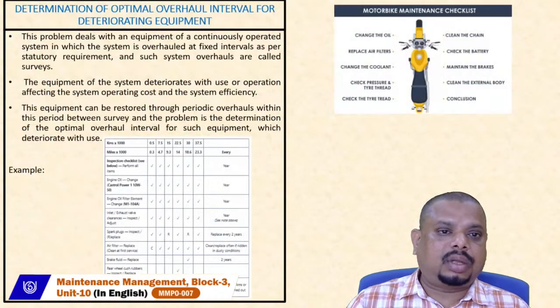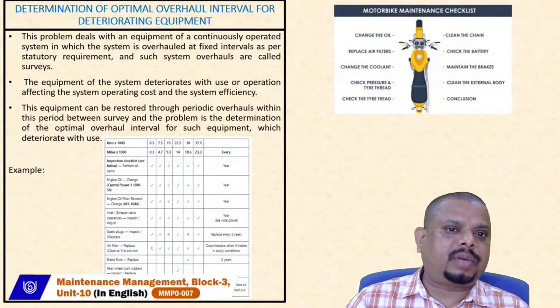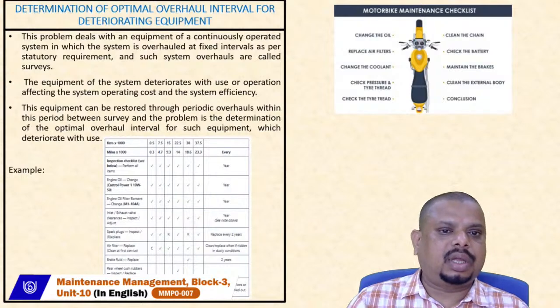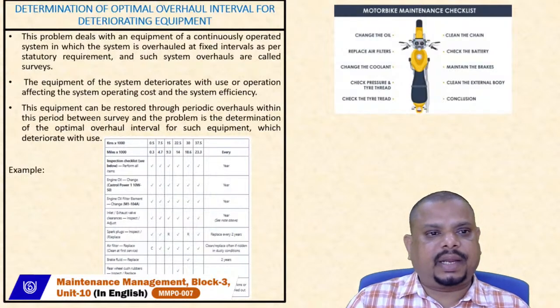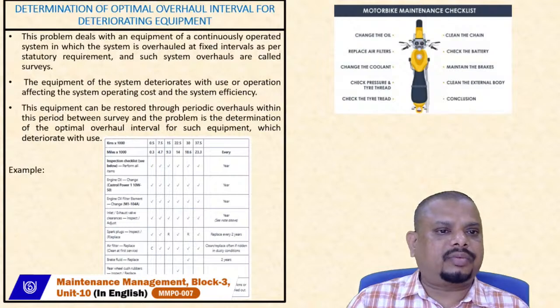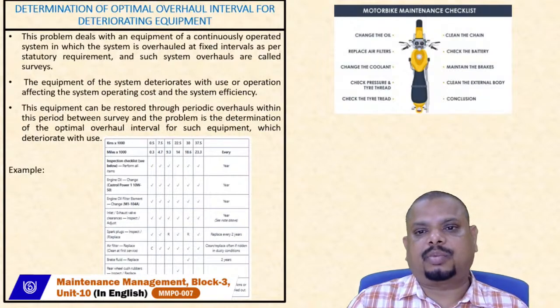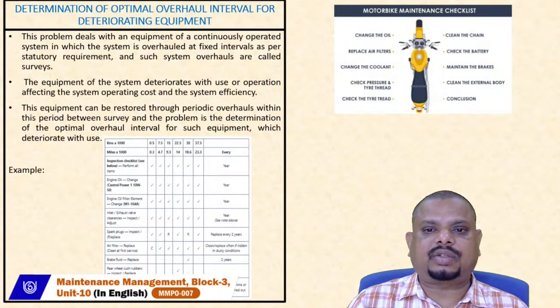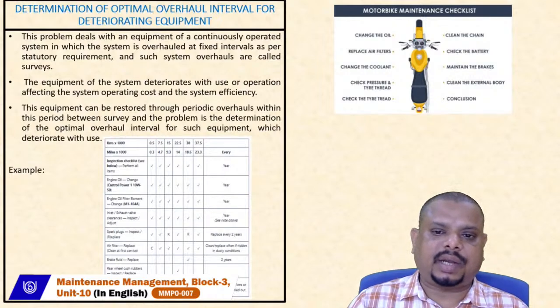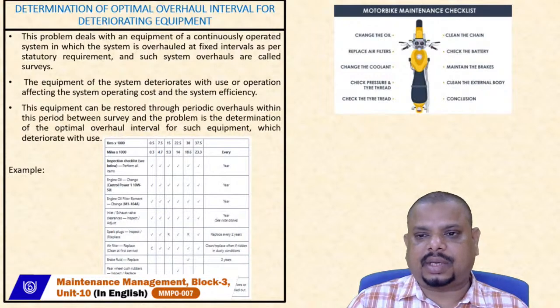Moving to the next one: determination of optimal overhaul interval for deteriorating equipment. This particular slide deals directly with the optimal overhaul interval for deterioration of equipment. So let's take the example of a motorbike's maintenance checklist. First we have to change the oil. The next is replacement of air filters. Then change the coolant in the engine, check the pressure and tire threads, and if required go for replacement.